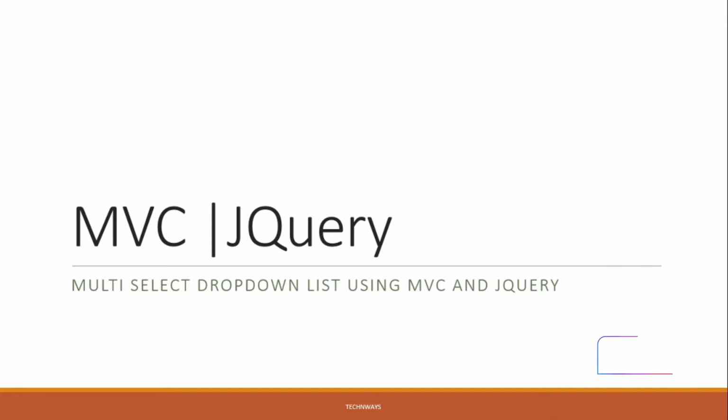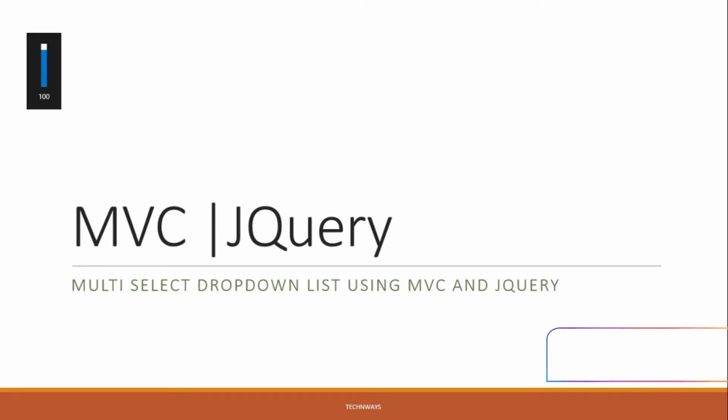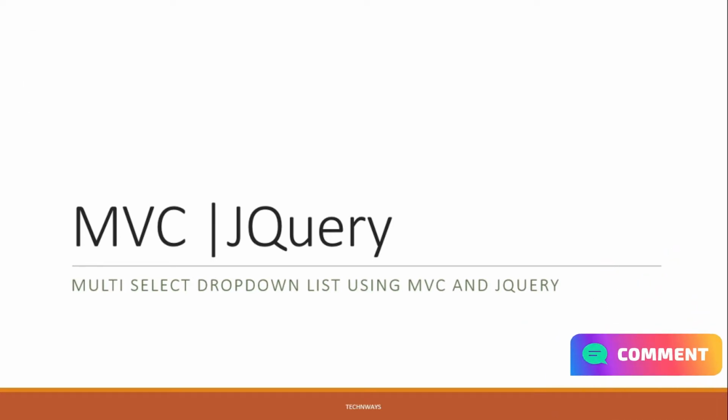Okay, so in this video we are going to learn how we can create a multi-select drop-down in MVC, using jQuery and CSS/HTML. So basically, in the last video we learned how we can create an autocomplete text box.